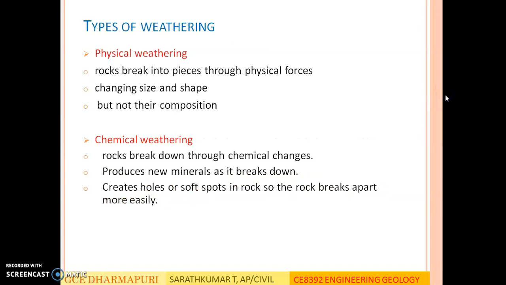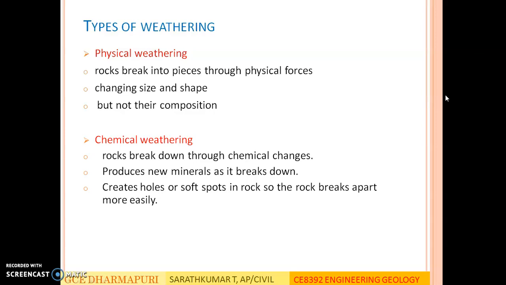So what are the types of weathering? The first type is physical weathering. Rocks break into pieces through physical forces. There will be a physical force that will break the rock into two or more pieces. The broken pieces, compared to the parent rock, will be different in size and shape, but the composition of the broken rock and the parent rock will be the same. So in physical weathering, the composition of parent rock and the broken rocks will be the same.